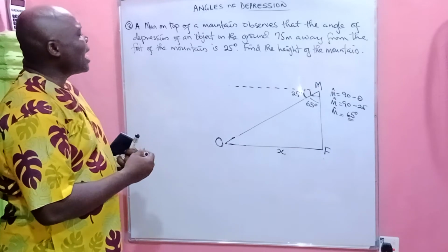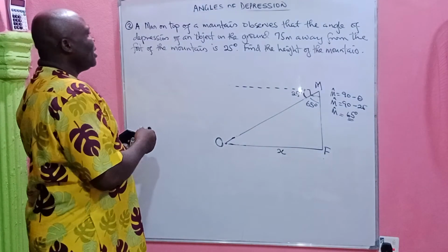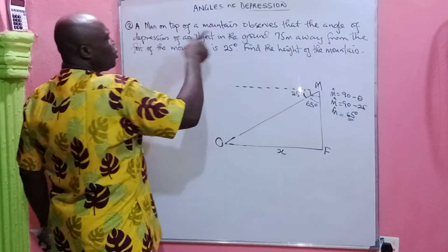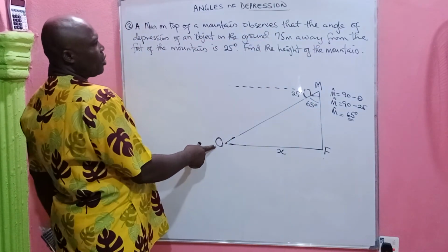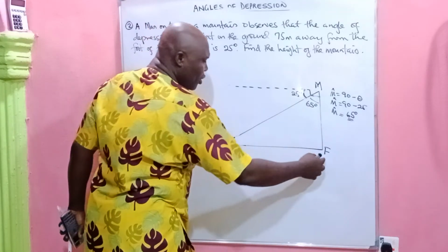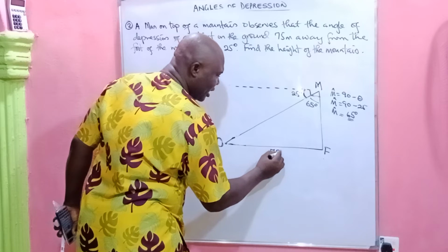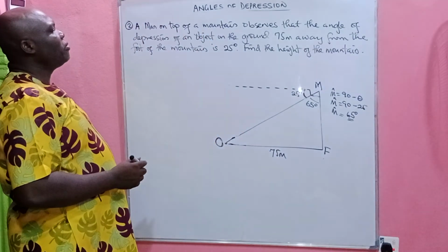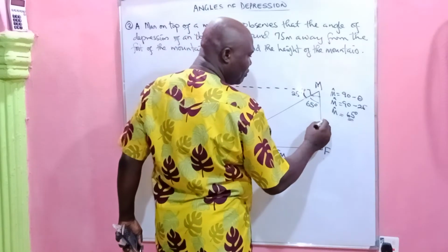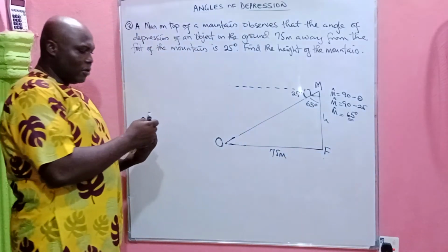All right, so we now have that the man on top of a mountain observes that the angle of depression of an object on the ground, this is the object, 75 meters away, which means from here to here is 75 meters. Now they simply want us to find the height of the mountain. So from the mountain to the ground level, we want to find h, which is the height of the mountain.